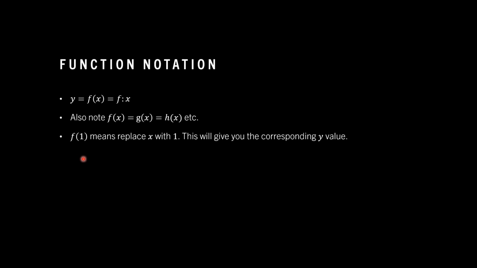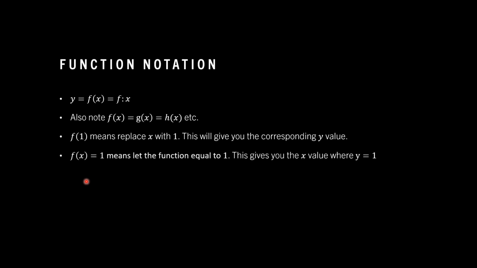f of 1 means replace x with 1. This will give you the corresponding y value. f of x is equal to 1 means let the function equal 1. This gives you the value for x when y, or f of x, is equal to 1.